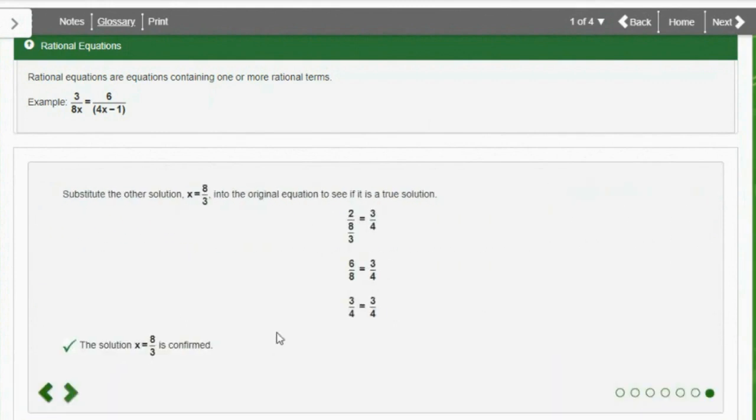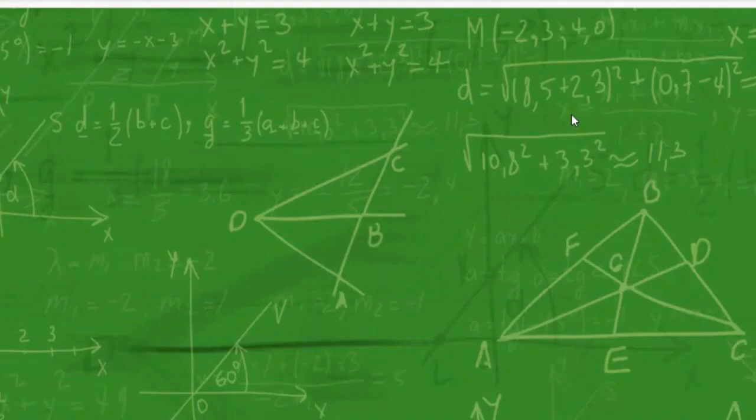And then they test the second one. And they just jumped straight from 2 over 8/3 to 6/8. I did the steps in between. But 2 divided by 8/3 is 6/8. And it does equal us. So it's a confirmed solution. All right. I think this is the last page of the lesson. There's only 4 pages total.